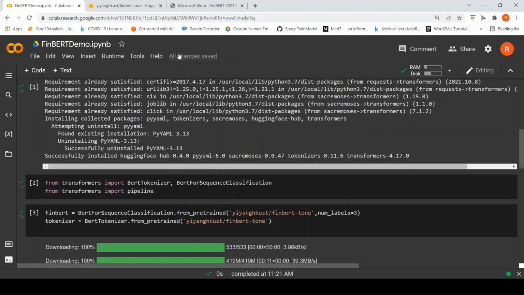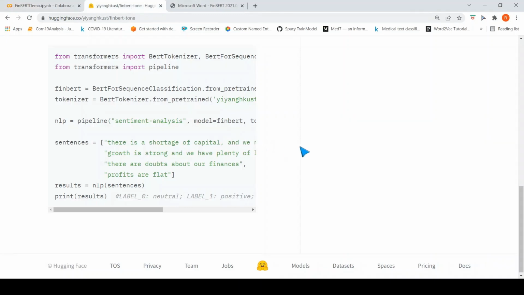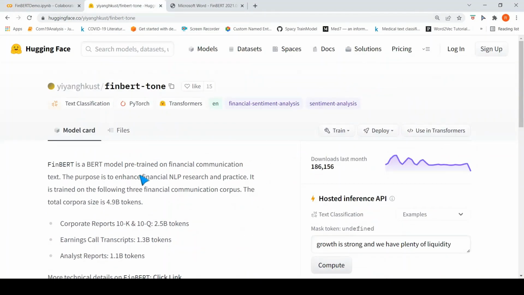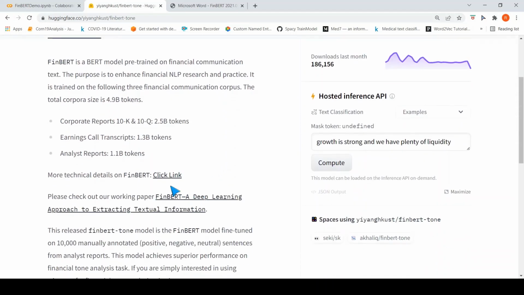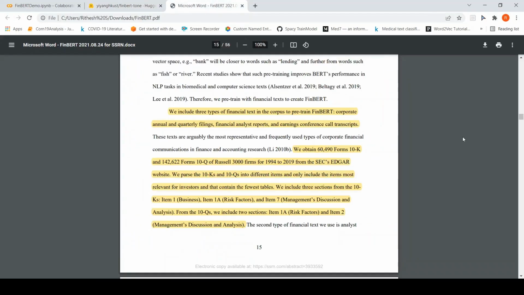Now let's go into a little bit more detail of what the FinBERT model is. As I said over here, it says that FinBERT is actually a BERT model pre-trained on financial communication. There is this paper which they have linked over here, so let's look at the paper for some details. What they have done is take a BERT model and pre-train it on financial text.